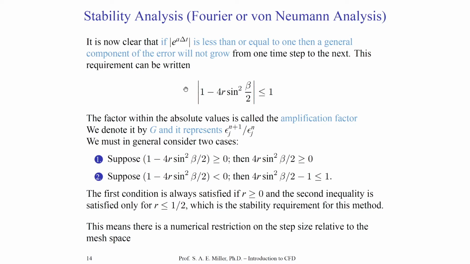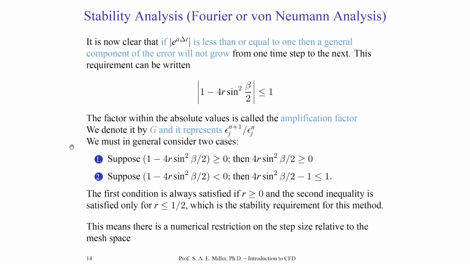This can be written in a different way. We might look at it as the magnitude of 1 minus 4r sine squared beta over 2. That should be less than 1. If this is true, of course, then we would have a stable scheme. We call this stability requirement the so-called amplification factor. Why? Because it's related to how the solution is being amplified as we advance to the next time level of n plus 1. Often in more complicated schemes, we might just call this g. It might be represented another way, of e to the j of n plus 1 over e to the j n.